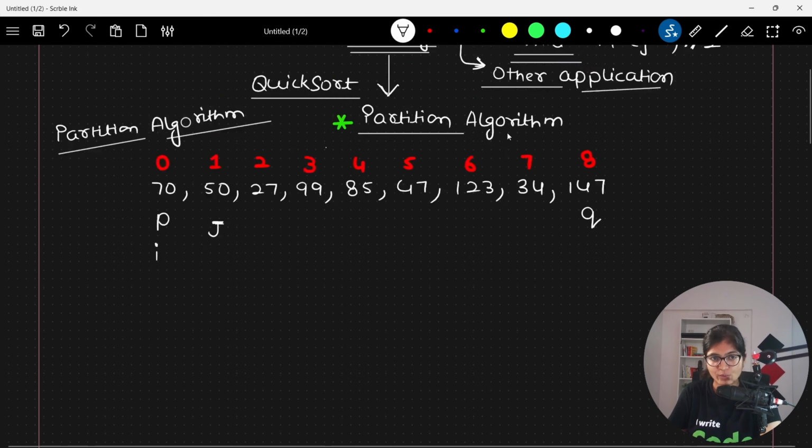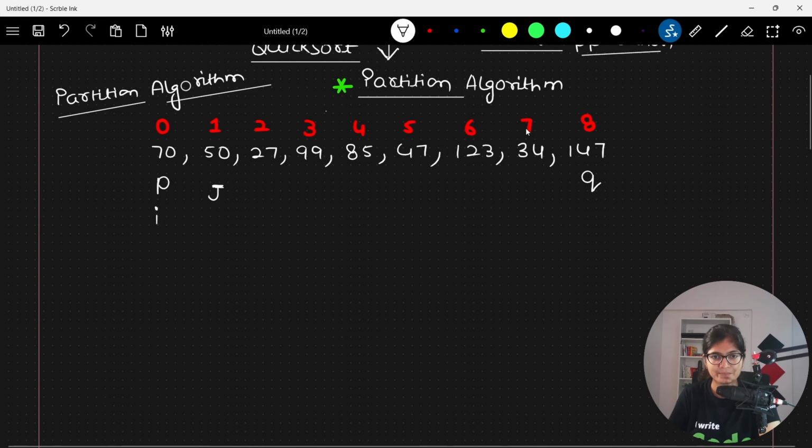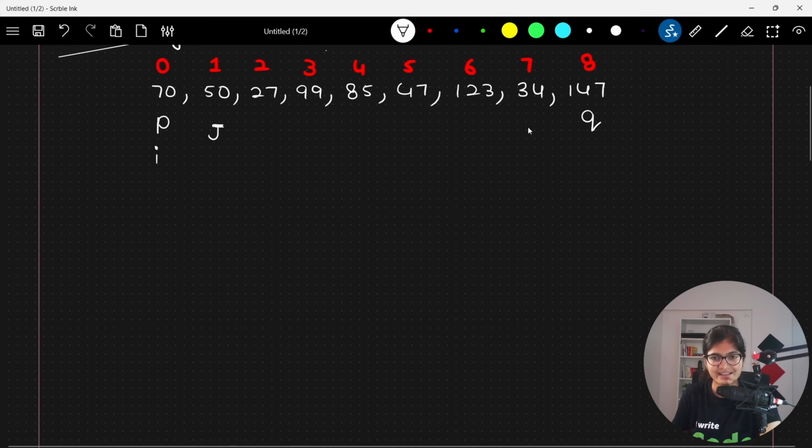Now the question is how the division will happen. What I am saying is that the very first element in our partition algorithm is something we call the pivot element.